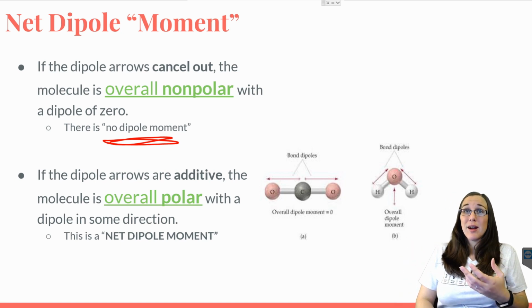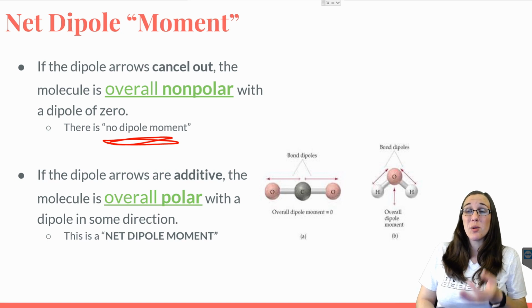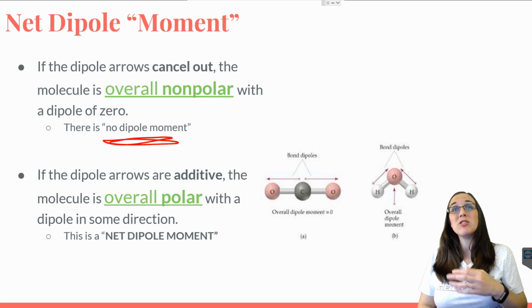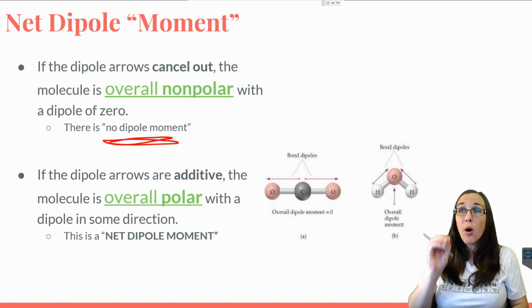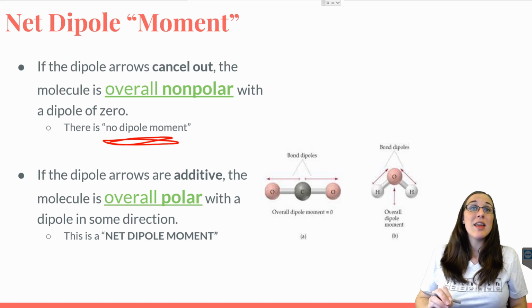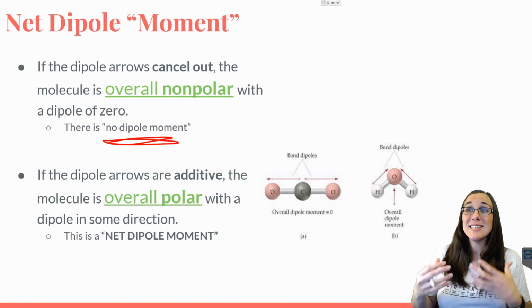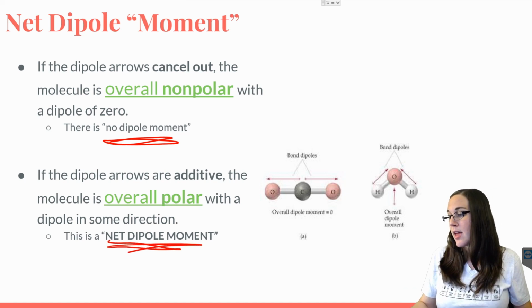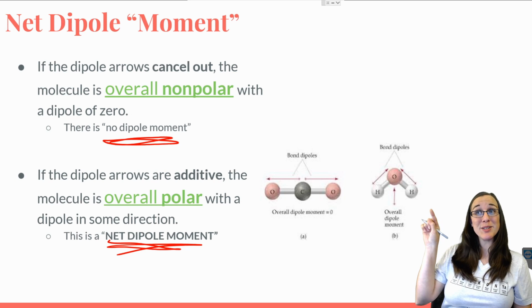If the dipole arrows are additive, however, so they're pointing in the same direction, we do have an overall polar molecule. So the reverse of the nonpolar one. Then we could say we have a net dipole moment. An example of that are these two pictures right here.